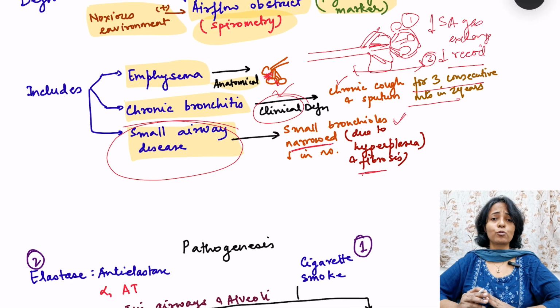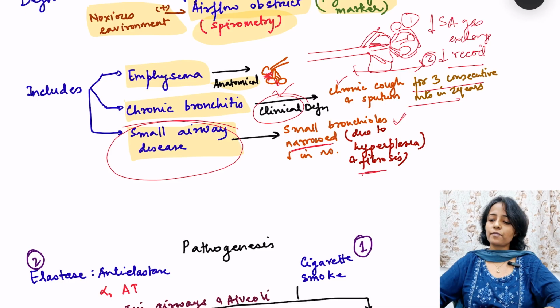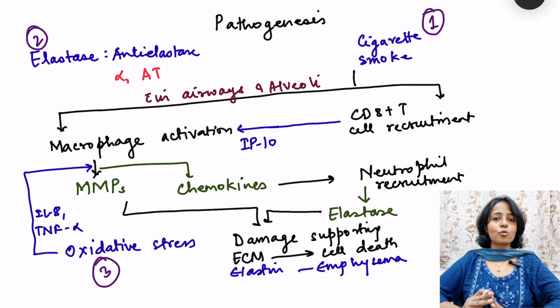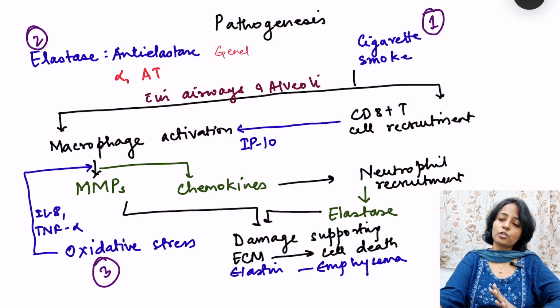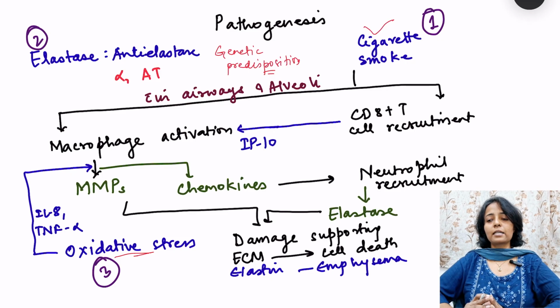Now let us see what the pathogenesis of COPD is. As I have been telling, there is chronic inflammation, and I talked about certain risk factors also. So pathogenesis basically involves cigarette smoking, which is the most proven factor for COPD. Then there is the elastase, anti-elastase hypothesis, which is responsible for the genetic predisposition to COPD. And third is oxidative stress. Oxidative stress is always there, but it works more in the presence of cigarette smoke or because of a problem in this elastase anti-elastase balance. So what does the cigarette smoke do?